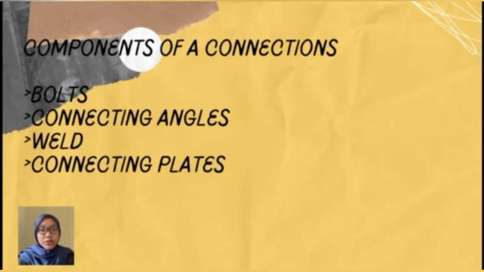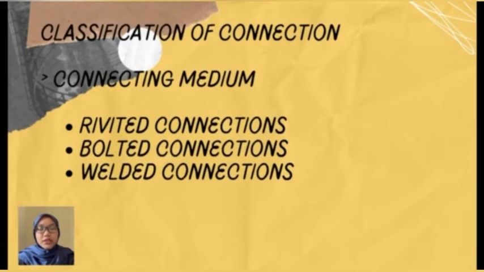So what are the components of a connection? The first ones are bolts, weld, connecting plates, and connecting angles. Let's move on to classification of connection.